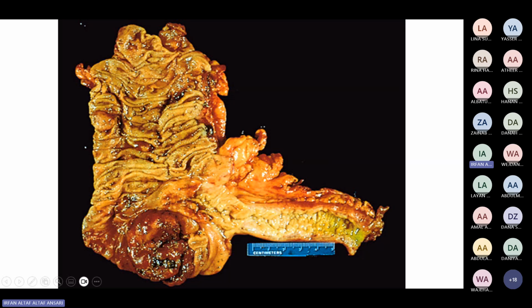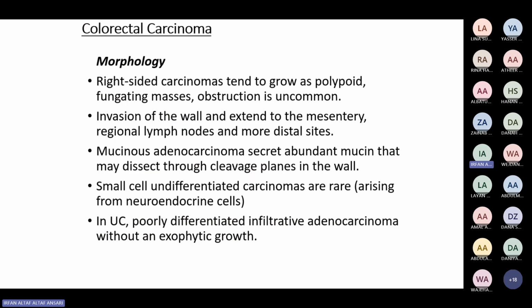So right side. Right-sided tumor is usually large, ulcerated, and it is like a fungating polypoidal mass, okay, and it does not have any symptoms at the beginning because the tumor takes time to grow. But the left side will have early symptoms due to the obstruction and the encircling nature of the tumor. So right-sided carcinoma tends to grow as polypoid fungating masses. Obstruction is less common. Invasion of the wall and extension to the mesentery, regional lymph nodes, and more distal sites.